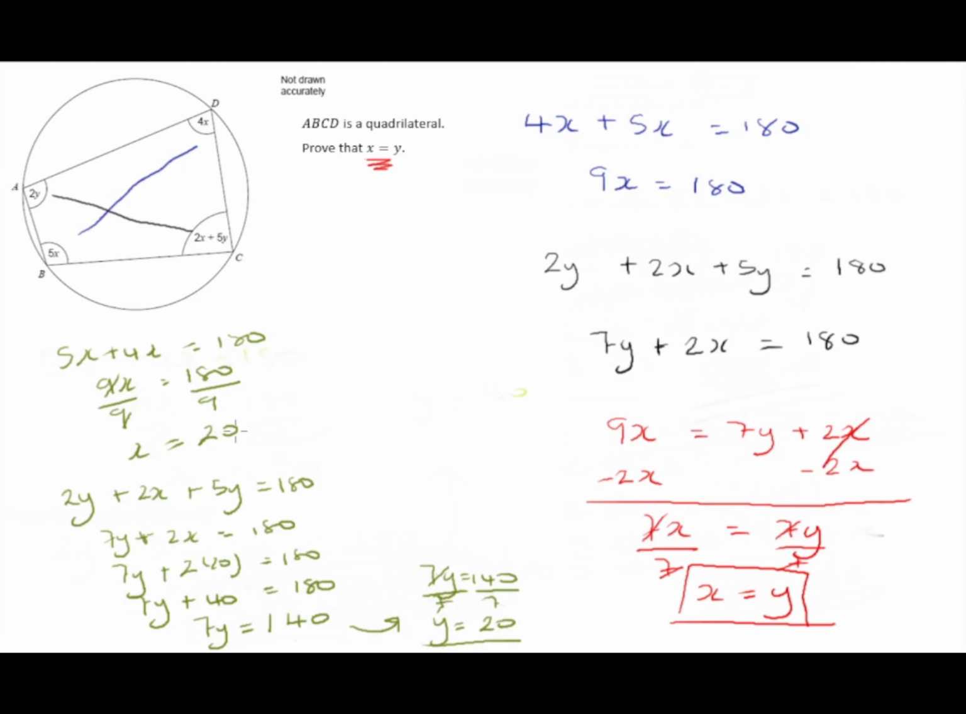x is equal to 20. So x is equal to y. Therefore, x is equal to y. And there you go. You could have used this method to prove it as well.